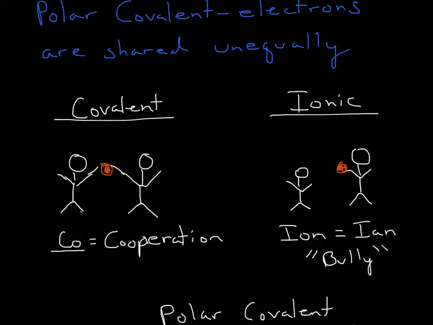For covalent, you can think of it as cooperation, and you can think of them as two kids sharing an orange. Since they're sharing this orange equally, it's going to be balanced. The electrons are just shared equally, and the electron can be represented as this orange. You can remember that by co equals cooperation.